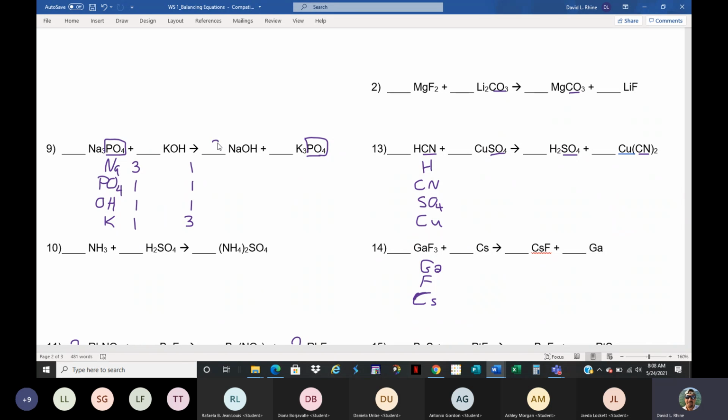Okay, so we put a 3 here. So this is 3 now. Now my hydroxides are 3. But that's not a real big deal because I need to go over here and put a 3. You see, because I got 3 potassiums on the right, 1 on the left. So if I put a 3 there, I have 3 on the left. And I've got 3 hydroxides on the left. So now I got 3, 3, 1, 1, 3, 3, 3, 3.